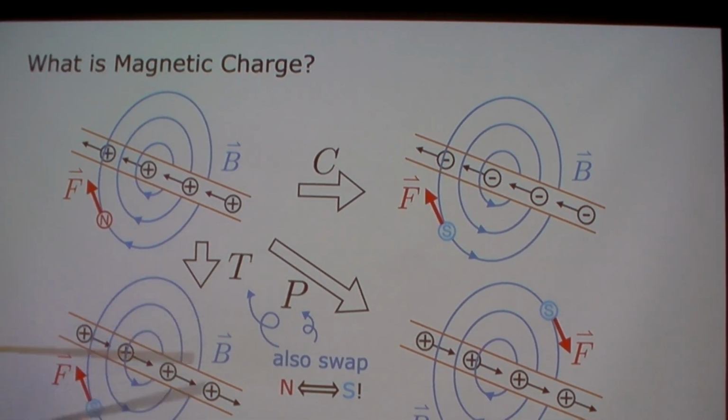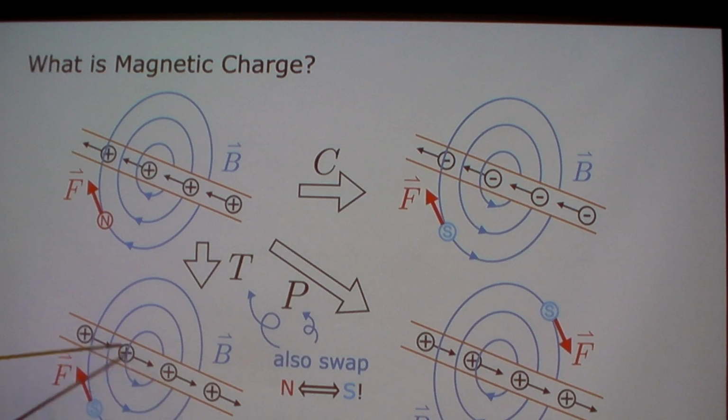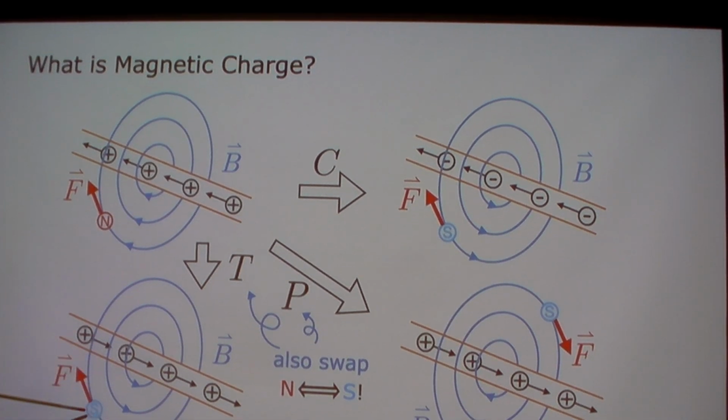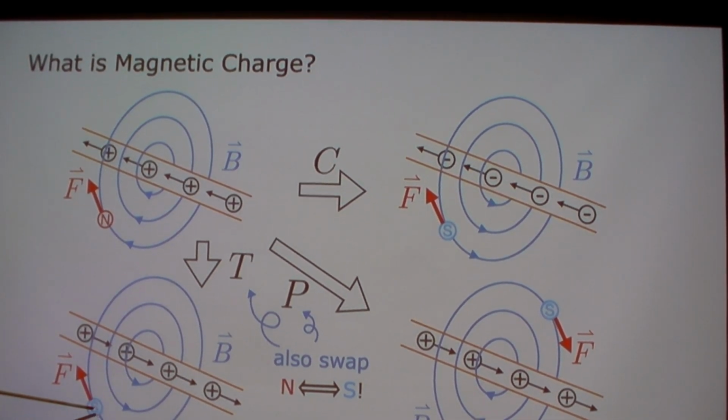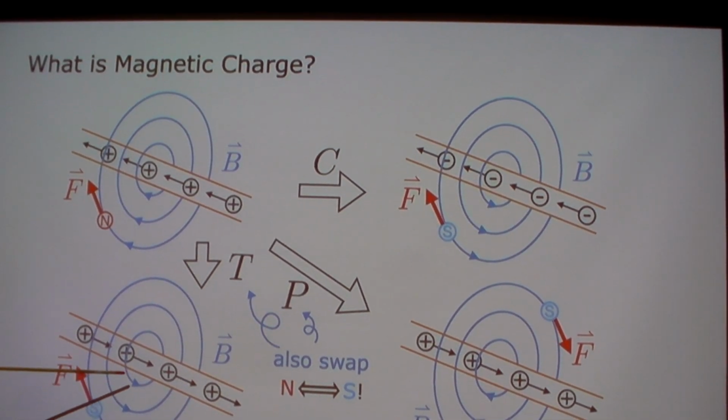For time reversal, the velocity of the electric charges will change direction, which causes the magnetic field to switch direction. But force should be invariant under time reversal. So if the force should still point this way, the magnetic charge must change into the antiparticle. That's the difference between electric and magnetic particles under time reversal. Electric particles stay the same, but time reversal will swap a magnetic particle into its antiparticle. Same with parity.